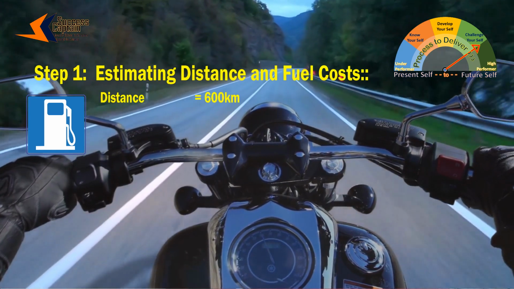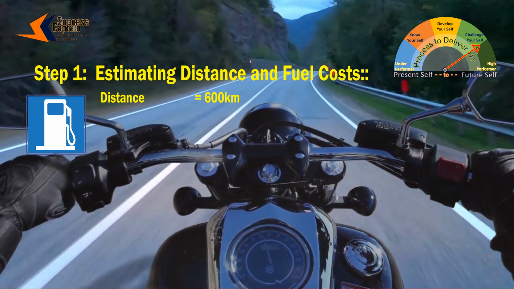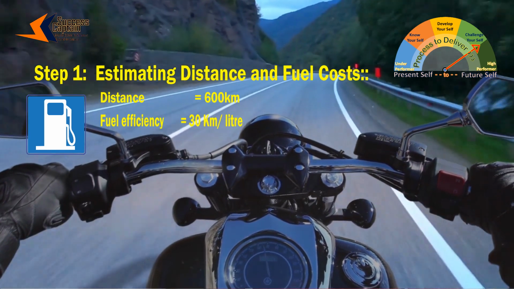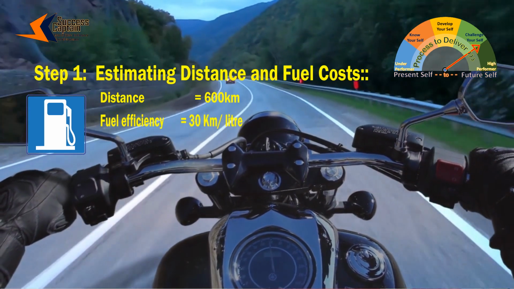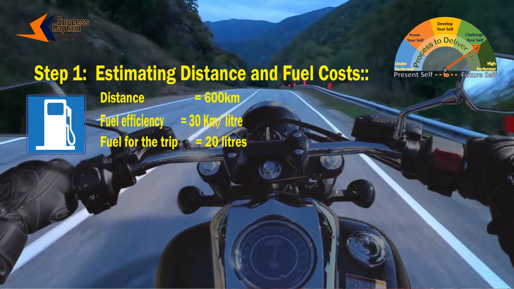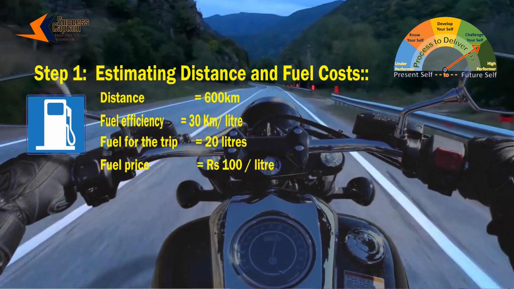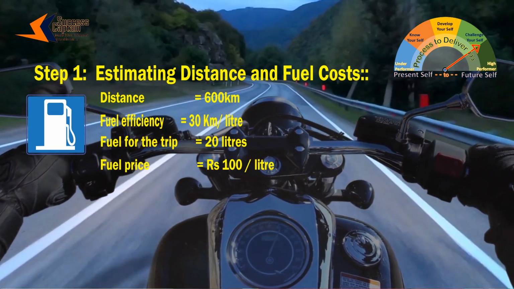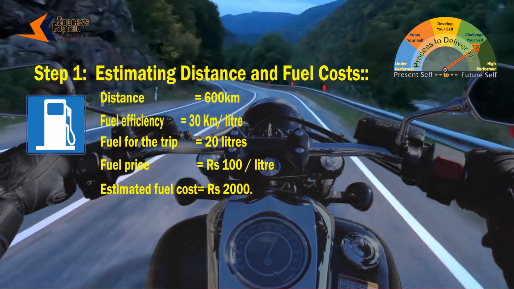You calculate the total distance of the road trip. Let's say it's 600 kilometers. You estimate the fuel efficiency of your bike at around 30 kilometers per liter. Using this information, you determine that you will need about 20 liters of fuel for the trip. So 600 kilometers divided by 30 kilometers per liter, and the current fuel price is around 100 rupees per liter. Multiplying the fuel needed by the fuel price gives you an estimated cost of 2000 rupees.